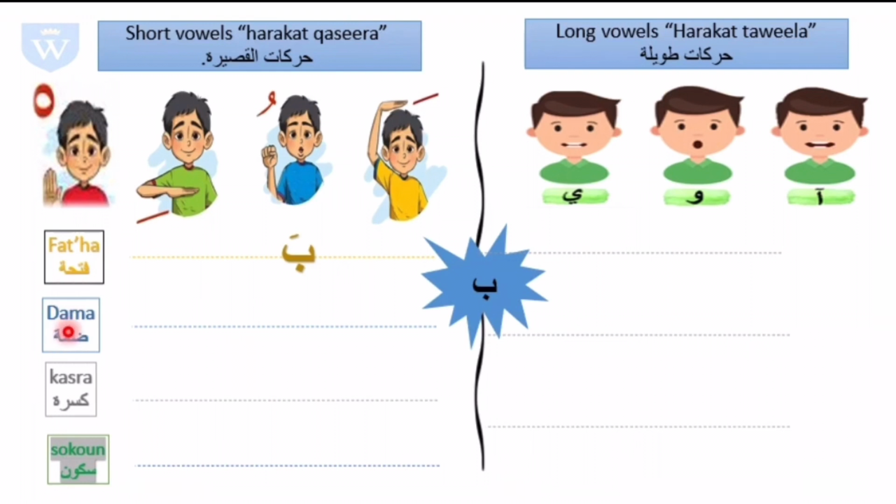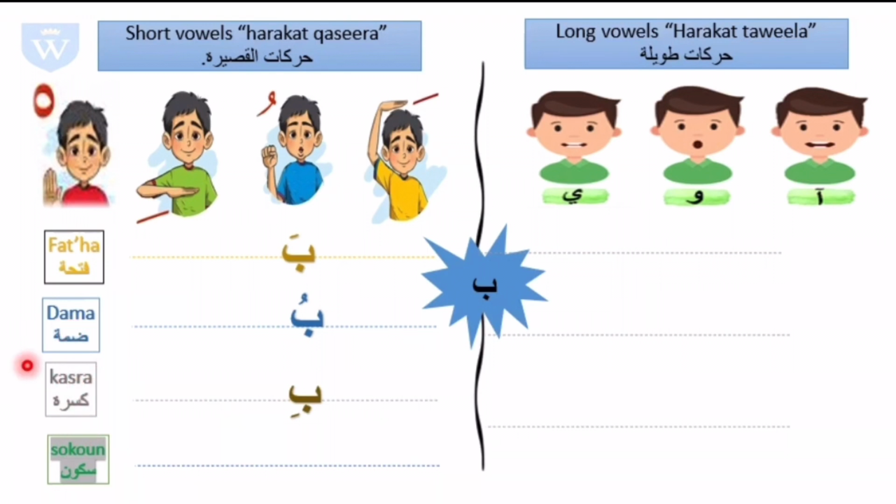And the second short vowel is damma. Damma is a short vowel and it looks like a small letter waw on top of the letter, and it makes the "o" sound. So if you add damma on top of the letter, we have to sound it out and say "o". So b plus damma equals bu, bu. And the third short vowel is called kasra.